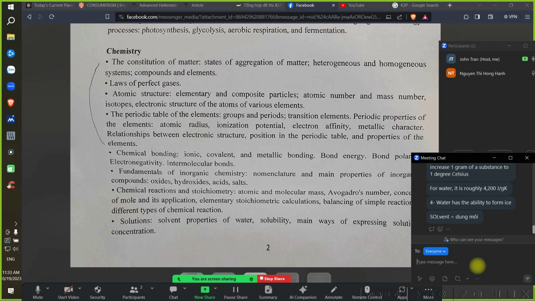So basically, the solvent properties of water focus on the solubility, độ tan, solubility of things in water, của mọi thứ trong nước. And it focuses on the ability of water to form hydrogen bonds.